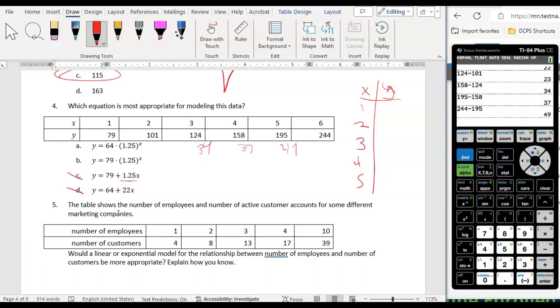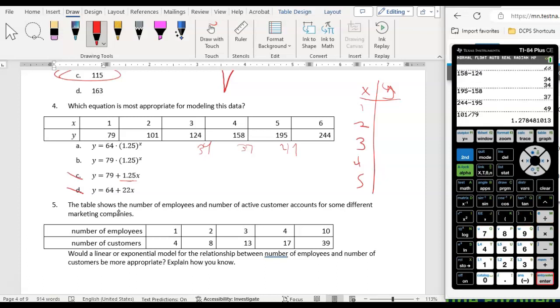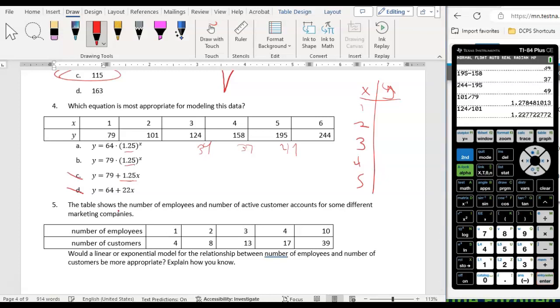And then the question is, if we were to go 101 divided by 79, we get 1.27. Okay, 124 divided by 101, just to check, 1.22. So they're all between 1.22 and 1.27. So 1.25 looks like a good factor. Now 79 is the first term, not the original term. So it can't be that, it would have to be A.